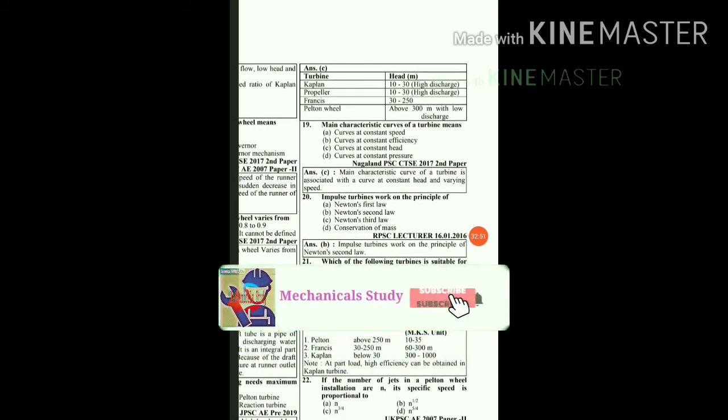Then for a propeller turbine, again the basic difference between the Kaplan and propeller turbine is that in a Kaplan turbine the moving blades are adjustable, but in a propeller turbine the moving blades are not adjustable. So this is the basic difference between the two turbines, but both are axial flow turbines. Then next is the Francis turbine, which will be used for 30 to 50 meters.